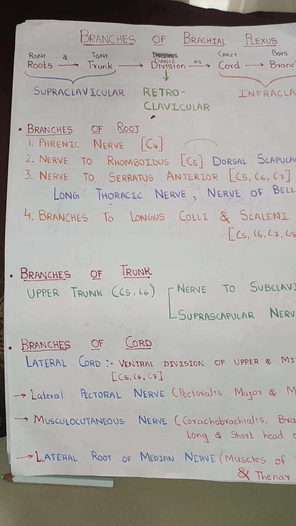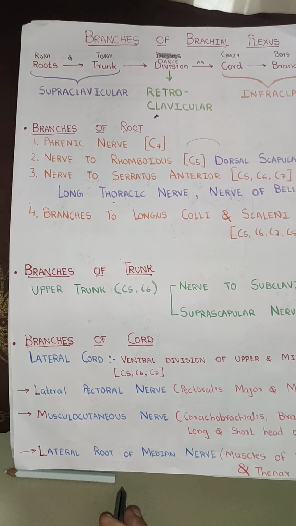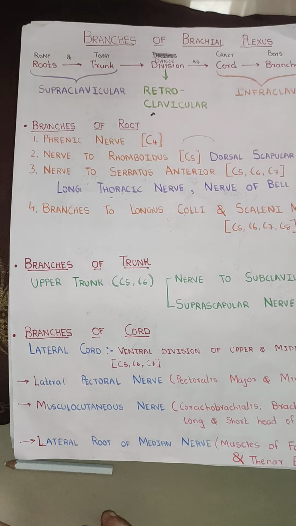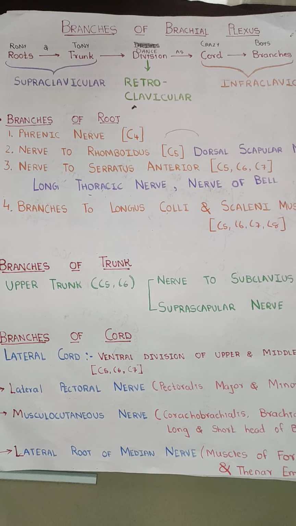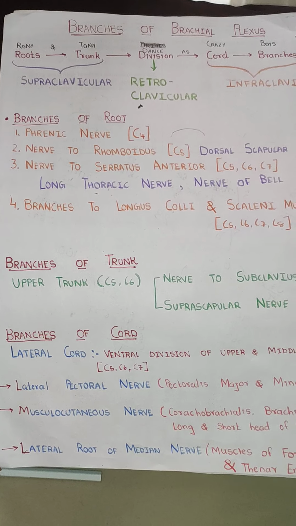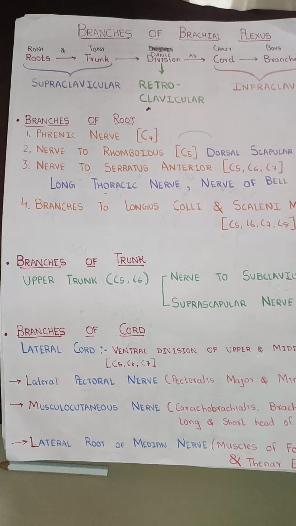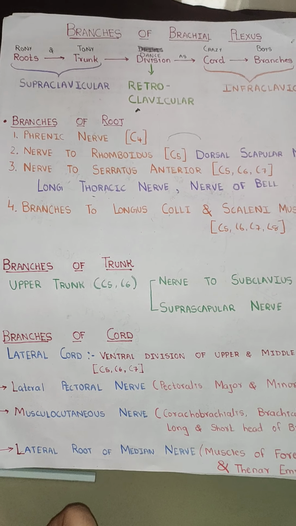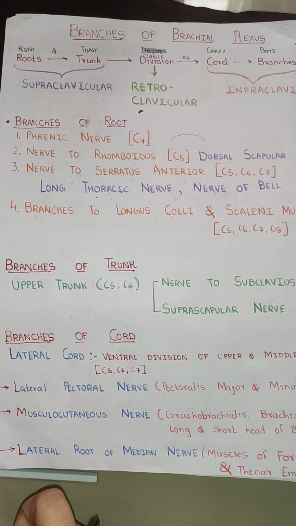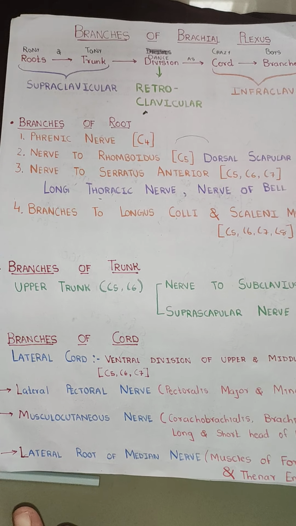The reason is roots and trunks are lying above the clavicle. That is, they are supraclavicular. Hence, branches do arise from there. Whereas division lies behind the clavicle. That is, division is retroclavicular. And cord and branches are infraclavicular. So, if a branch arose from the division part, there are chances that it may get compressed.